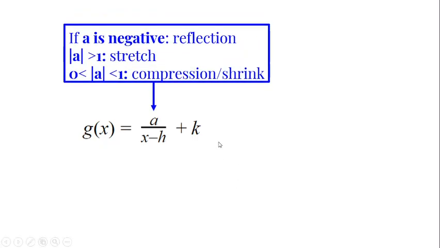So let's talk about the changes that we can see in A. If A is negative, let's say it's -1 or -2, you are going to have a reflection. When the absolute value of A is greater than 1, you're going to have a stretch. And when the absolute value of A is between 0 and 1, you are going to have a compression or a shrink.